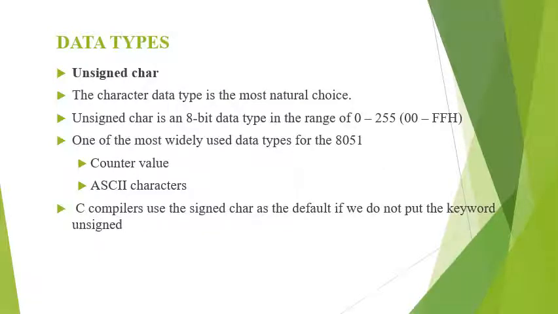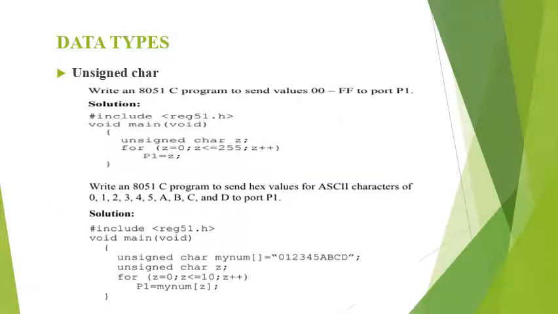Unsigned char, the character data type, is the most natural choice for programmers since the 8051 microcontroller is 8-bit. The unsigned char is an 8-bit data type and the range is 0 to 255 or 00 to FFH. So it is the most widely used data type for 8051. It can be used as counter value and for ASCII characters. The C compilers use signed char as the default data type if the keyword unsigned is not used. Let us see examples for unsigned char data type.